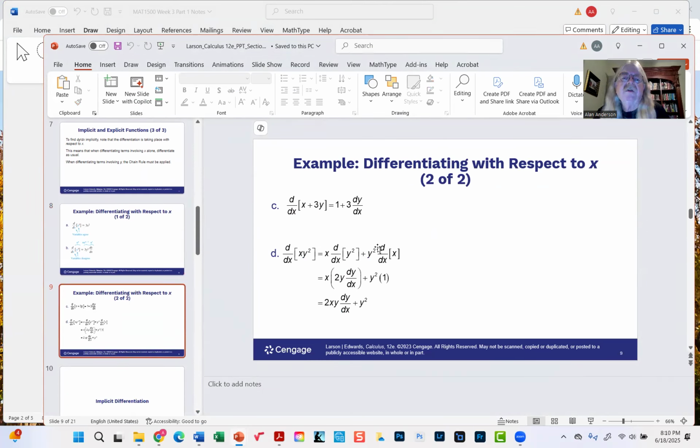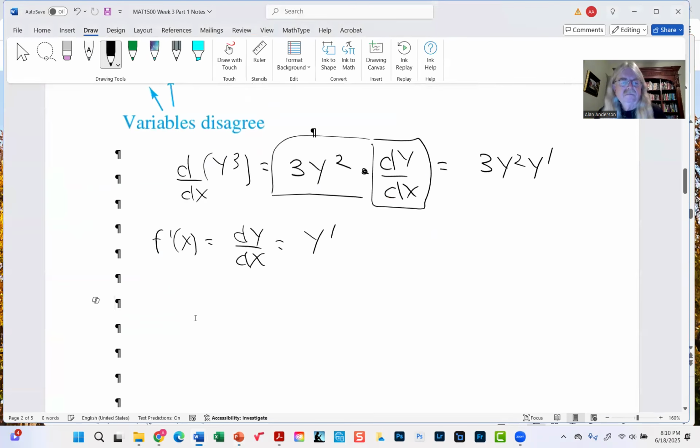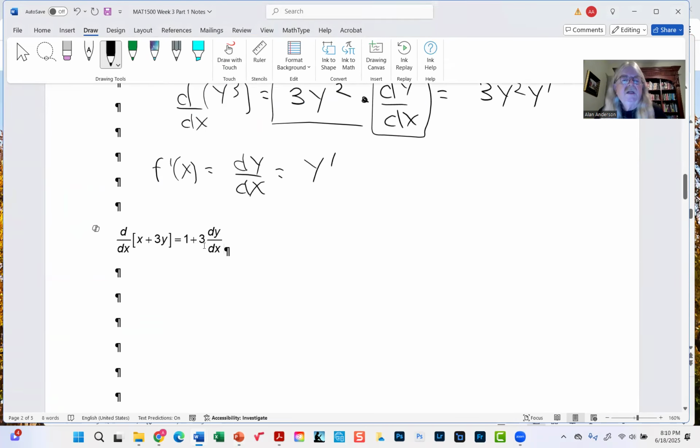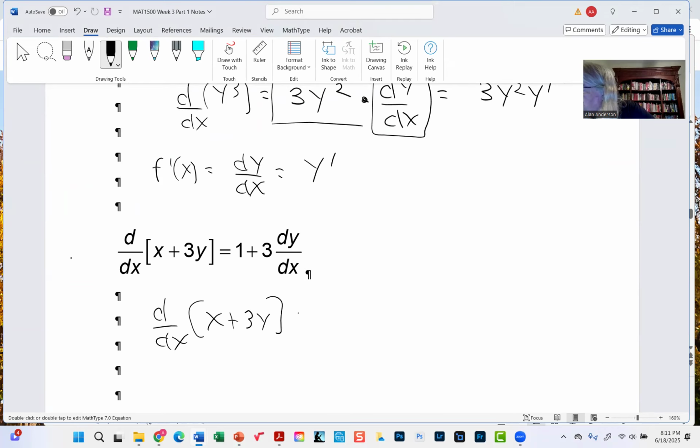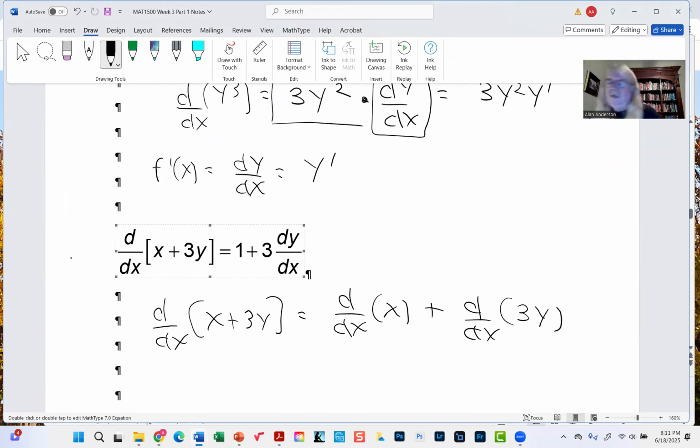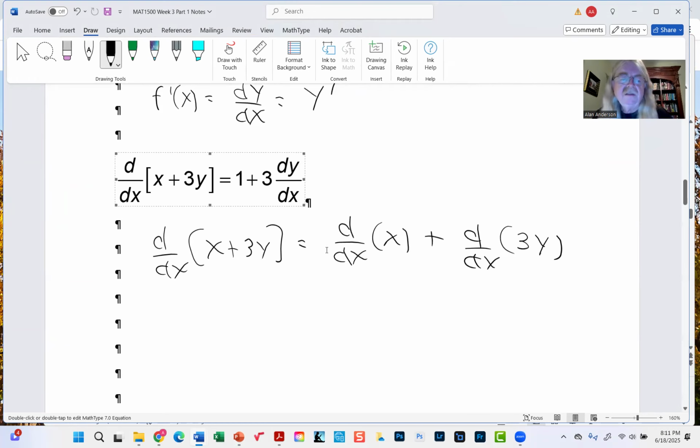Oh, okay, so here's another one. This is a good one. So you've got x plus 3y. So when you differentiate this, as always, you can break it up into two parts, and then treat them each separately. And so we're going to do that right now.